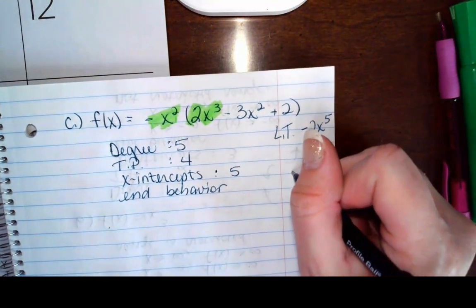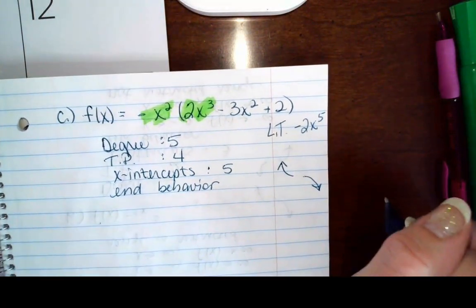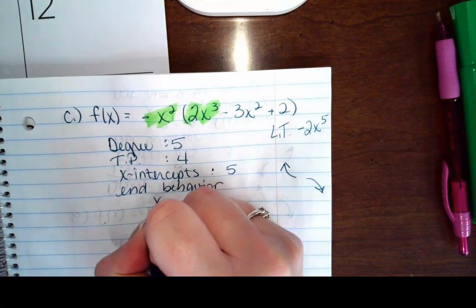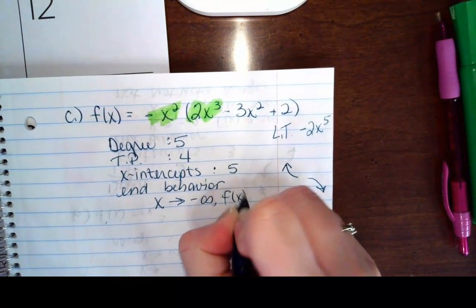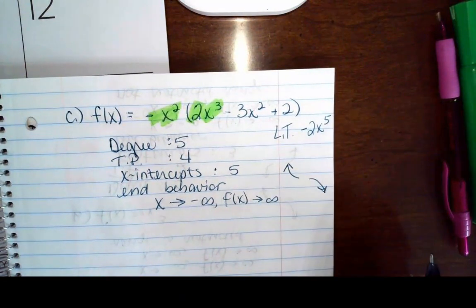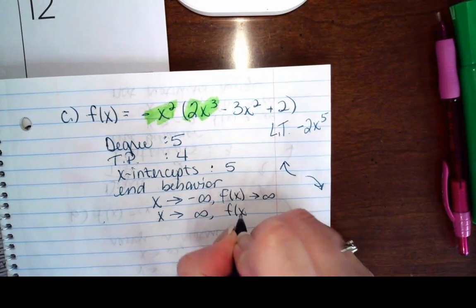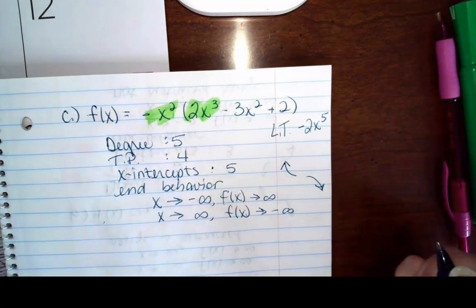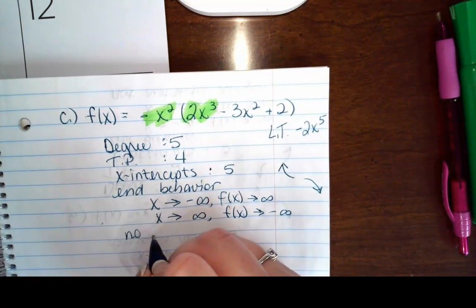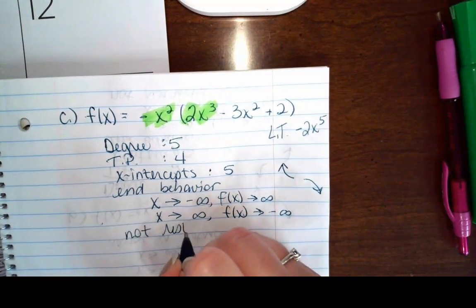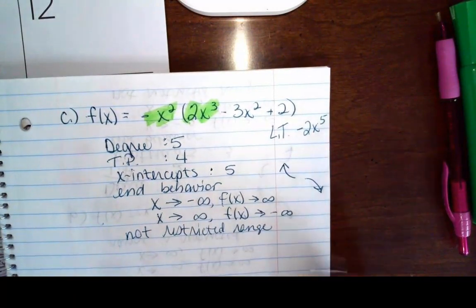So that means that to the left, he'll be going up, and to the right, he'll be going down. So for my end behavior, as x moves to the left, the tail will go up. As x moves to the right, the tail will go down. And then, is your range restricted? No, it is not restricted because it's going to go forever up and forever down.